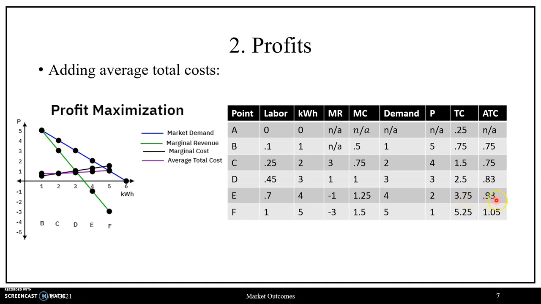Dividing $3.75 by 4 gives us a value of 93 cents in terms of average total cost, which generates point E for our average total cost curve. And lastly, we now consider point F, in which 5 kilowatt hours of electricity is being produced, and total cost is $5.25. Dividing $5.25 by 5 gives us an average total cost of $1.05.